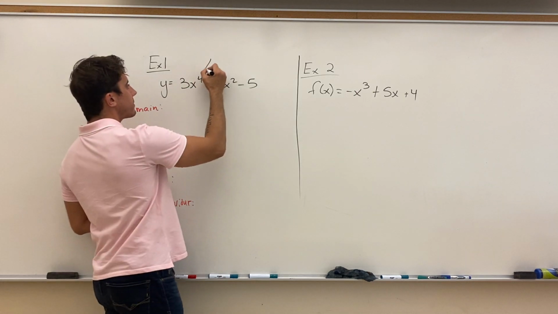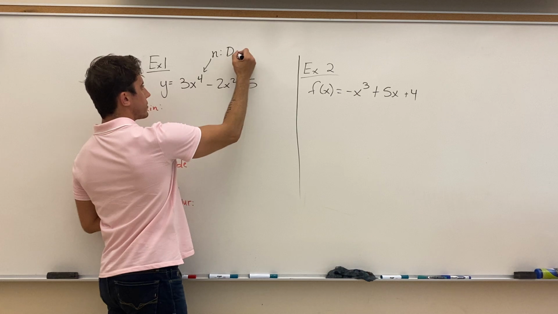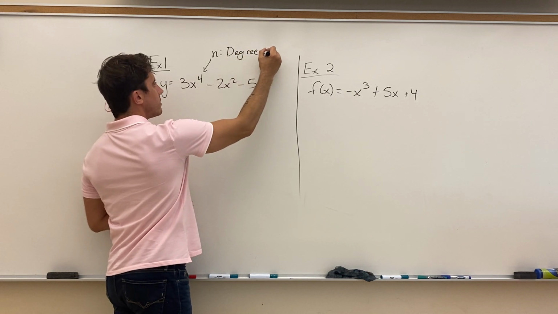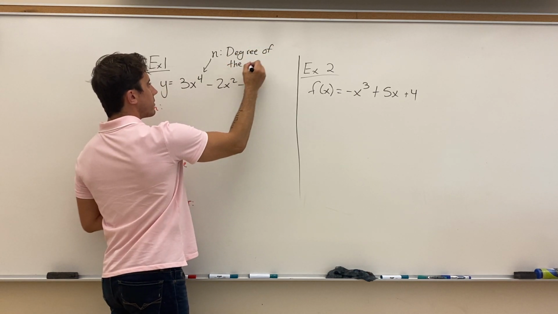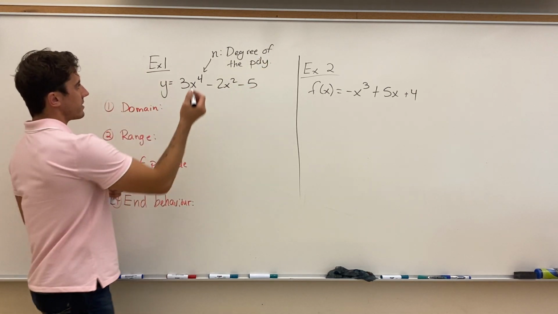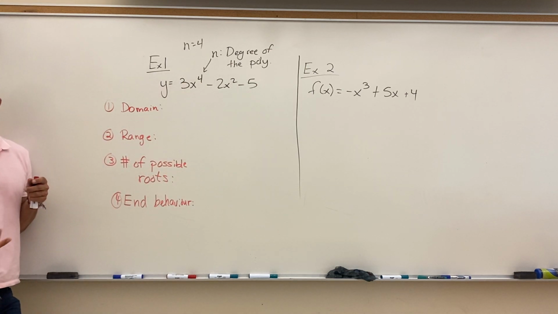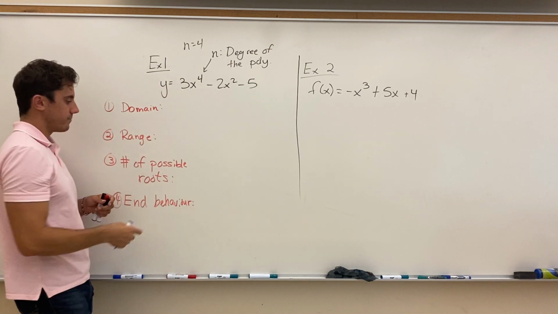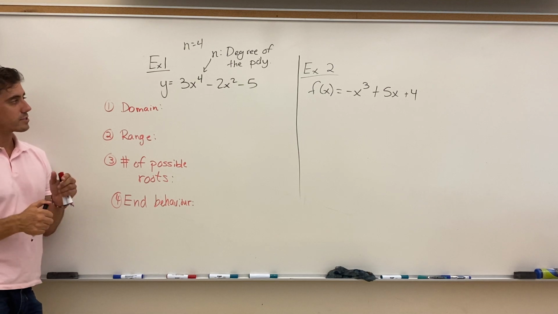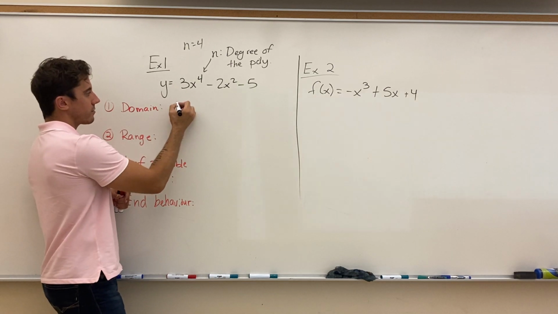And so we typically call that n. N is the degree of the polynomial, let's say. And so in this case, n is equal to 4, okay? We'll use that for convenience later on in our example. And so first off, we have a positive leading coefficient, right?